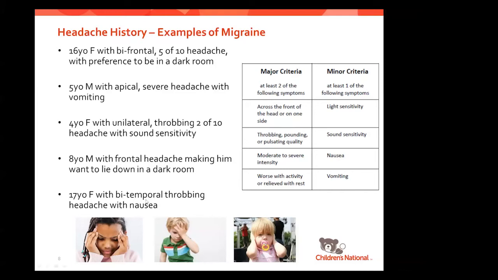Finally, this last one, 17-year-old female with bitemporal throbbing headache with nausea, again, migraine. So I think everybody can understand these are the criteria. If you don't ask these 8 questions, you don't know what world you're in, so you really need to establish the diagnosis. And remember, you only need 2 of these characteristics. So a child with a 5 out of 10 headache that makes them lay down and they're sound sensitive has fulfilled the criteria for migraine.